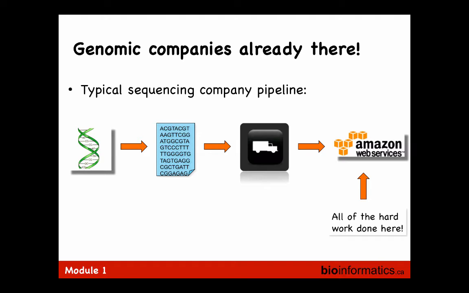And some genomic companies are already there. The typical sequencing company pipeline with cloud computing is they get the sample from the wet lab and they sequence the sample on a sequencer. They generate the raw data and then they ship the raw data to some cloud computing provider like Amazon, and then they do all the hard work over there.